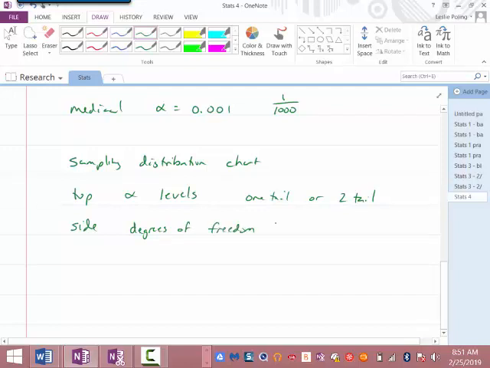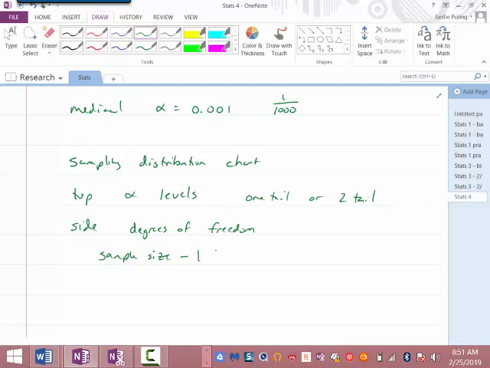Okay? Degrees of freedom is the number of samples that can vary. So it is always your sample size minus 1, because the last one is now locked into position because it's the only one left.